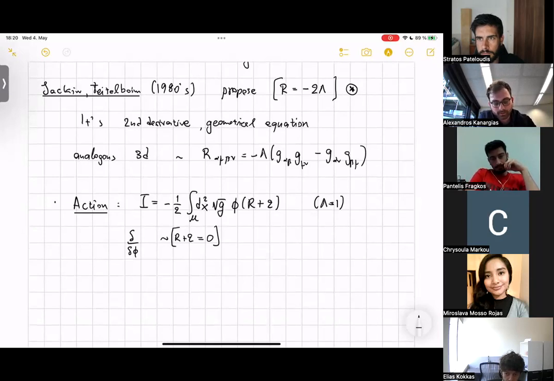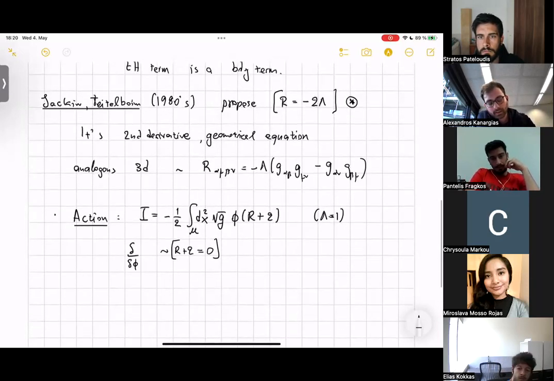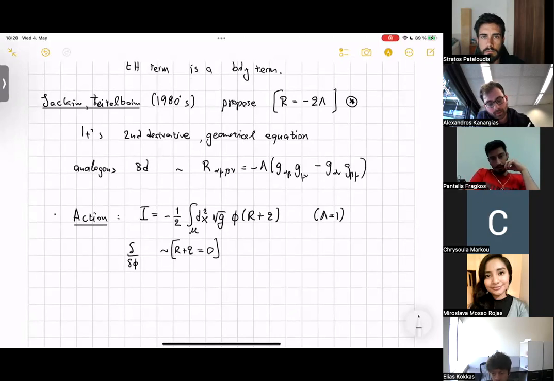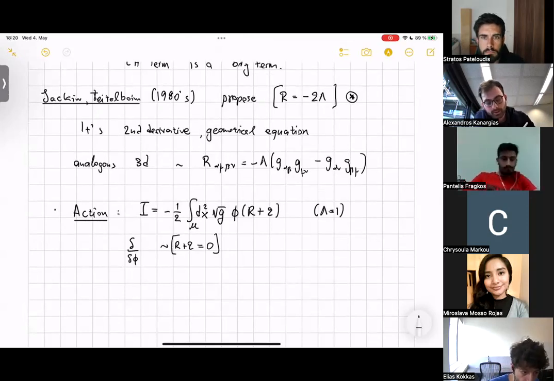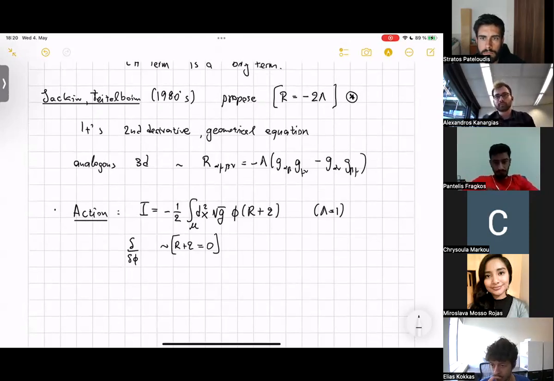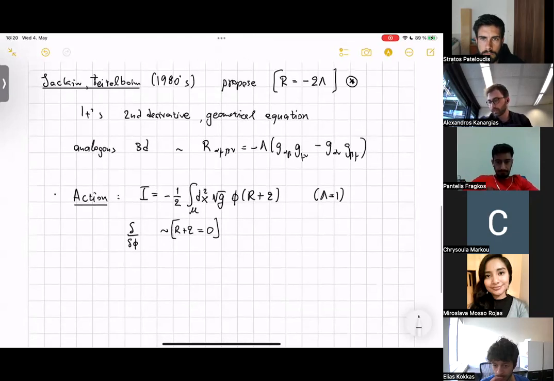So the idea is that here you want somehow to impose this R equals minus 2 lambda from an action, and the easiest way to do it from something that looks like Einstein-Hilbert is you multiply by this phi.